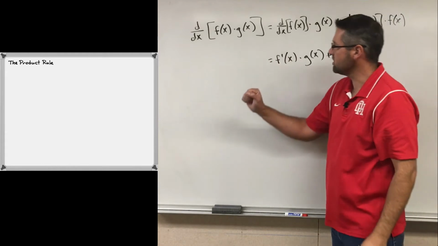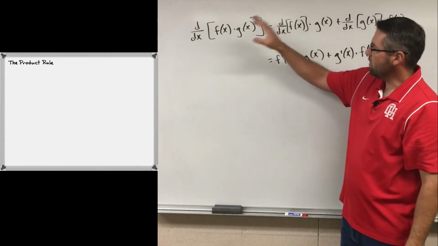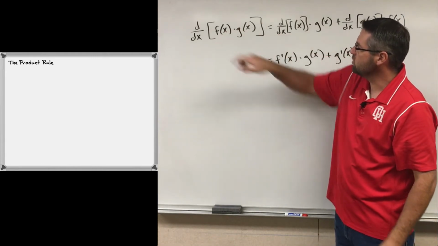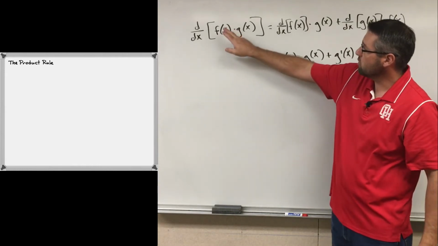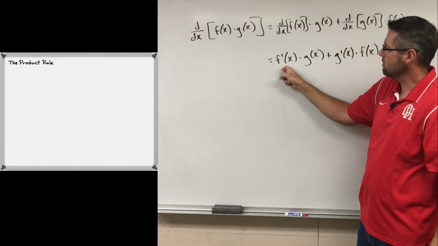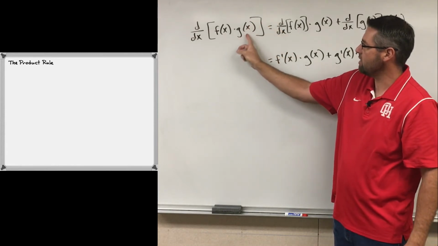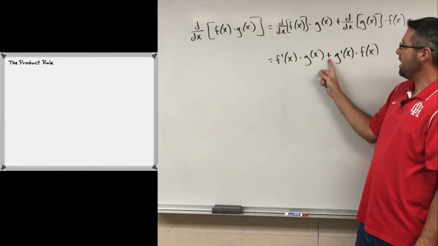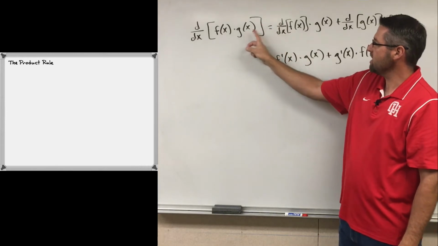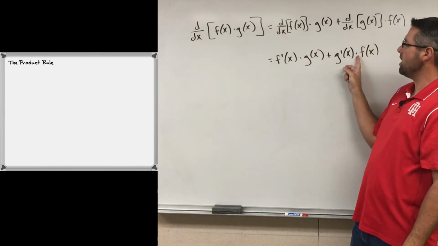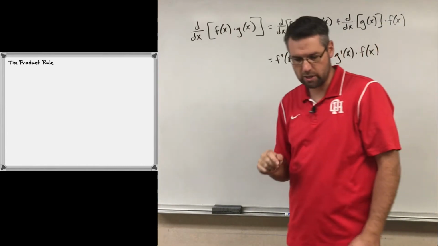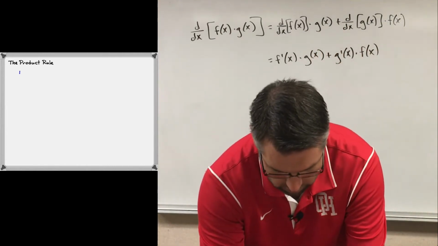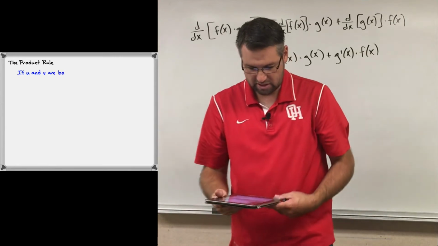The product rule says if I want the derivative of a product of two separate functions with respect to x, I take the derivative of the first thing and then multiply it by the second thing. Then add the derivative of the second thing and multiply it by the first thing. Okay, that's the product rule. That's the product rule.